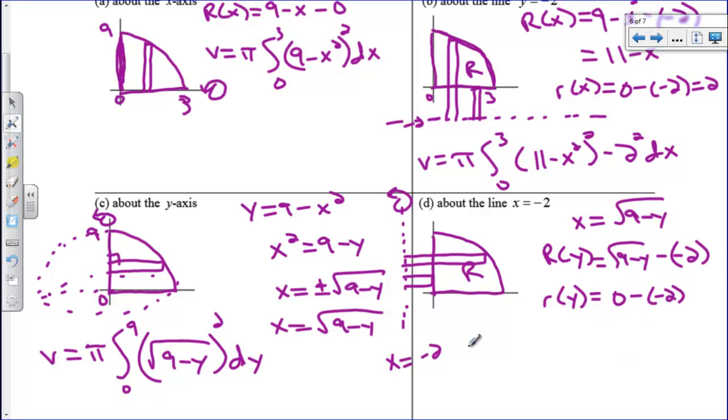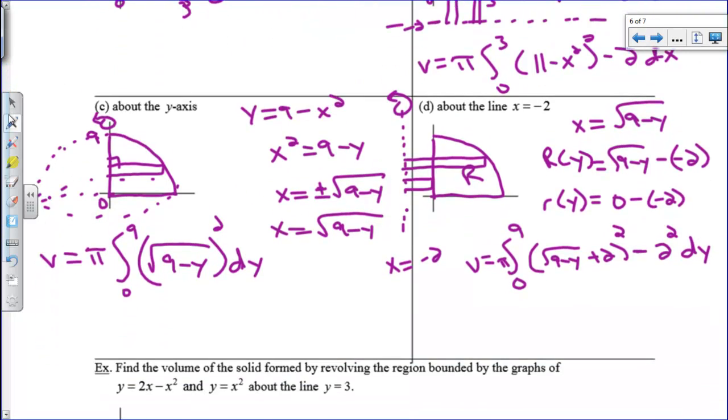So my volume is going to be pi times the integral from 0 all the way to 9. We're going to let these rectangles go from 0 up to 9 of my outside radius, which is the square root of 9 minus y plus 2 squared, minus my inside radius, which is just 2 squared dy.